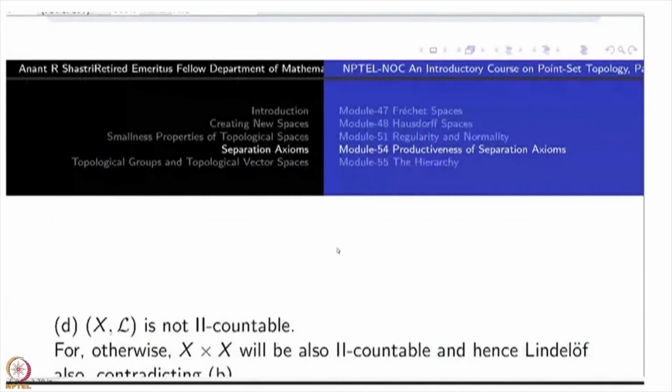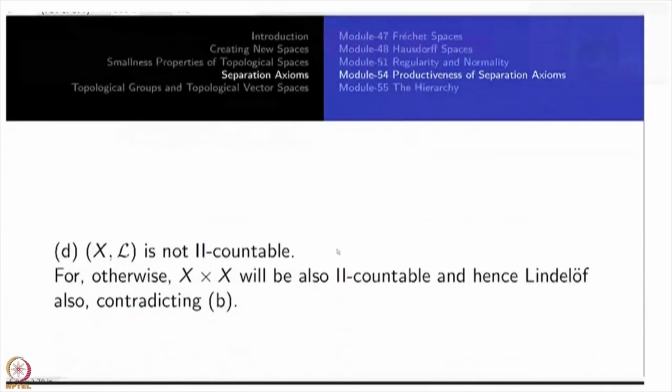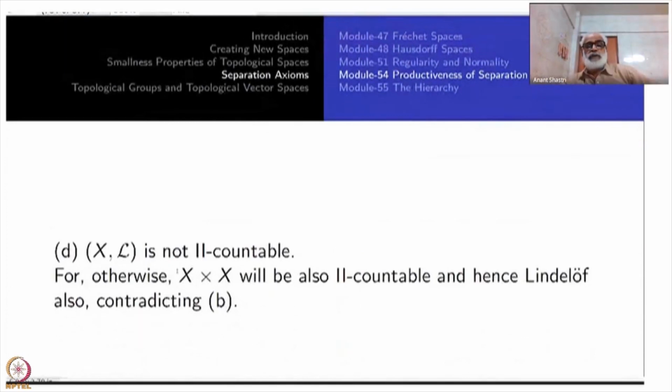Now, I want to tell you that this semi-interval topology is not second countable. You see, second countable would imply Lindelof, but this is an example of a Lindelof space which is not second countable. Why? If it were second countable, the product would also be second countable, because second countability is finite product invariant.